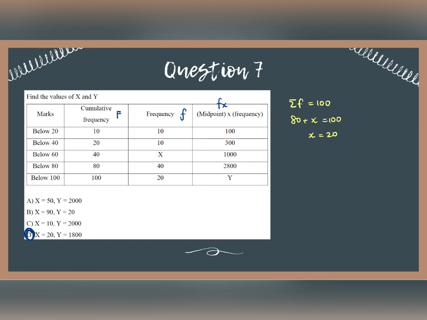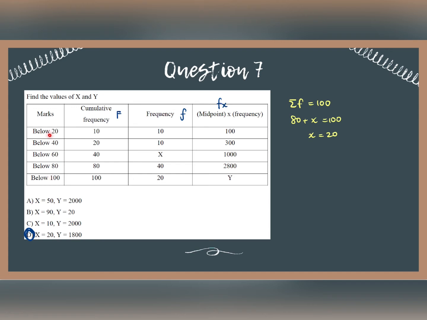But let's check out betul tak Y kita adalah 1800. Okay, so we know here kat sini here should be the Fx, betul tak? Okay, so macam mana nak tahu jawapan ini adalah Y? Midpoint, kita dah ada frekuensi. Okay, so midpoint darab dengan frekuensi dapat apa? So midpoint kita refer kepada sinilah.